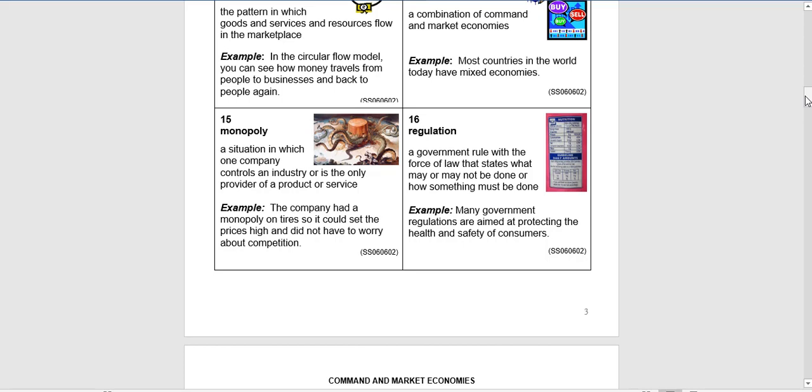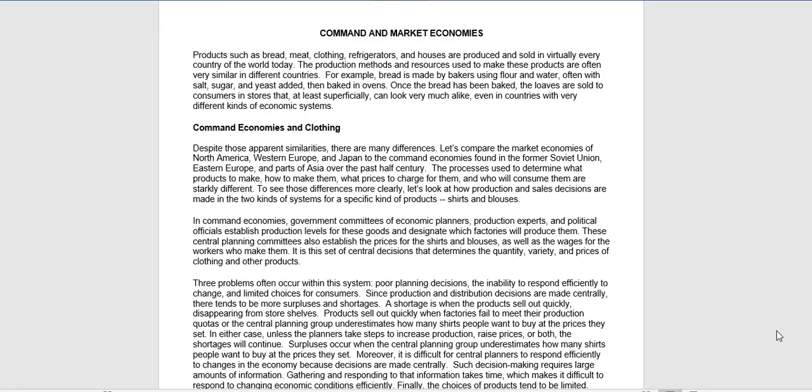industry. And lastly, number 16, regulation, a government rule with the force of law that states what may or may not be done or how something must be done. Example, many government regulations are aimed at protecting the health and safety of consumers. And we'll look at regulations in a little bit here as well.